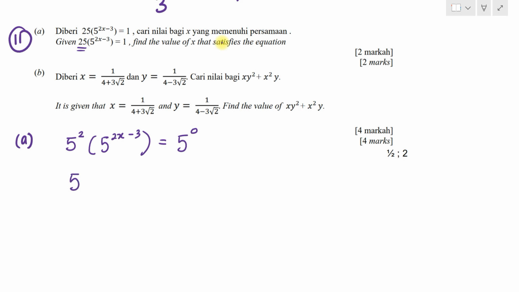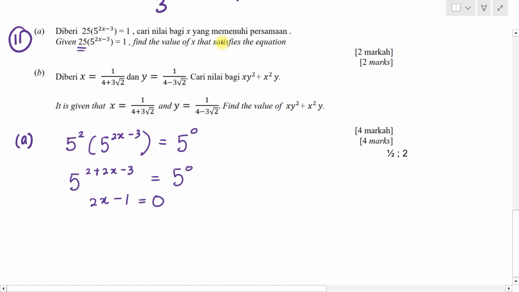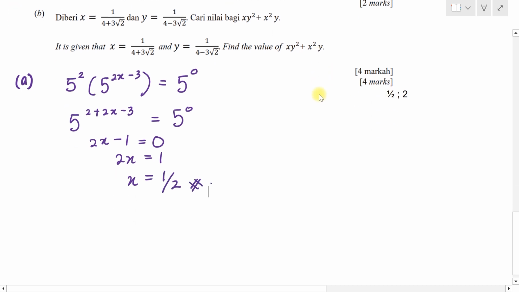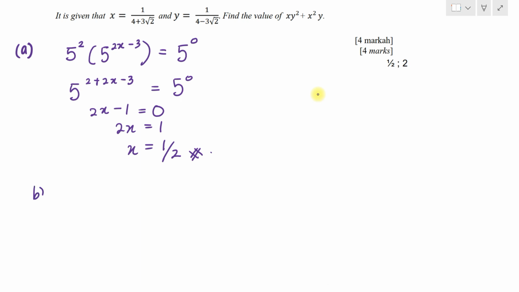So this one 5 power something multiply 5 power something, so you can add up the powers. Okay, since 5 and 5 equal, the power should be equal as well. So 2x, 2 minus 3 is negative 1, equals to 0. So 2x is equal to 1, x equal to 1 over 2. Quite easy one. Okay, the next one. It is given that x is like this, y is like this. Find this value. Okay, we try to find. I'm gonna play with the surd again.